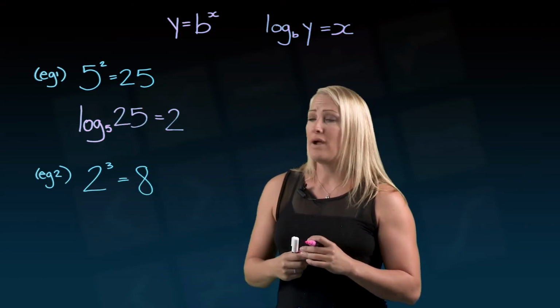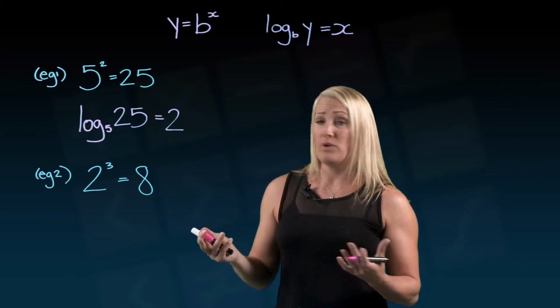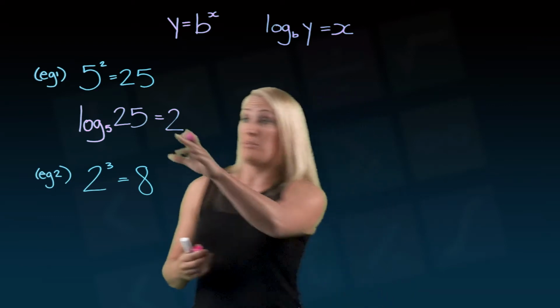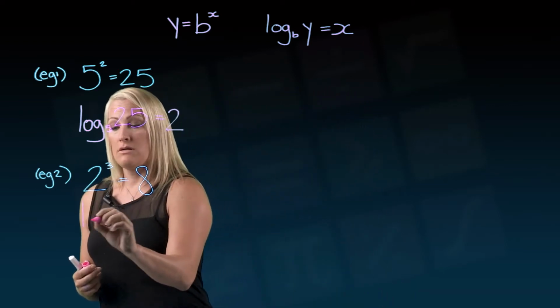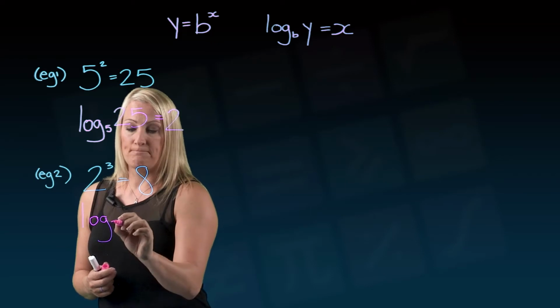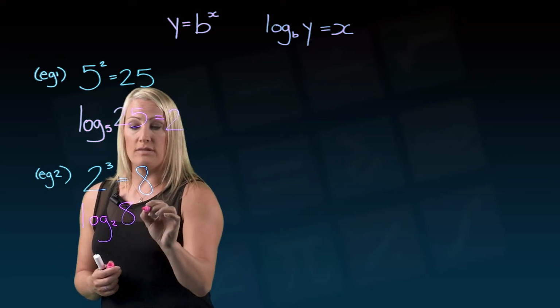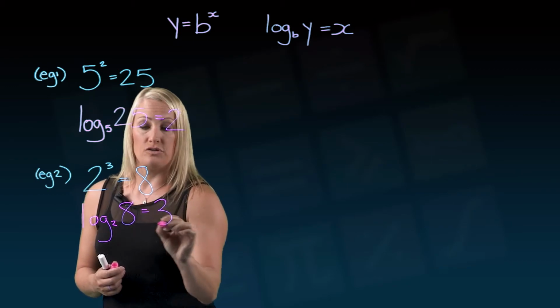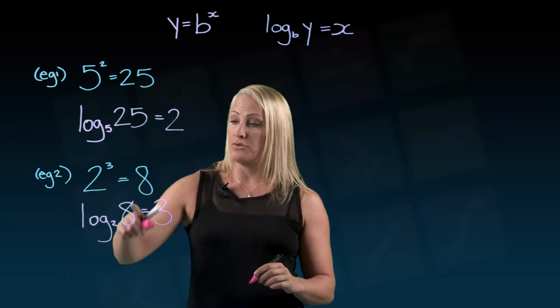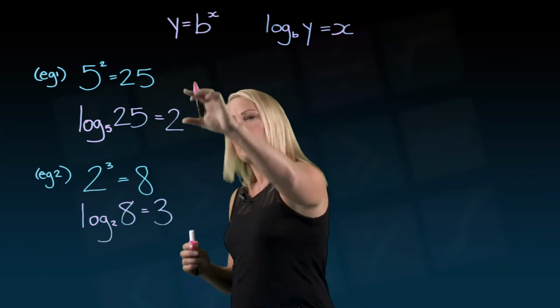We've got 2 to the power of 3 equals 8. And if we wanted to write that as a logarithm, we could do it the same way that we did up here, write log, and then the base of 2. And then the 8 goes after that, and the exponent, that 3, is our solution. So now we've got log base 2 of 8 equals 3. And that's basically how you go from one to the other.